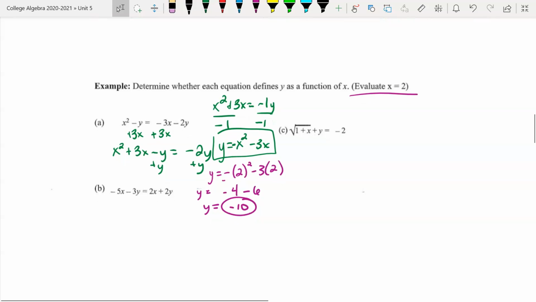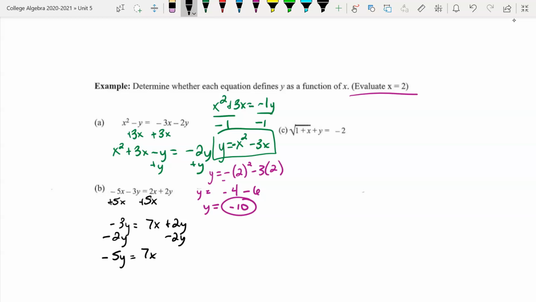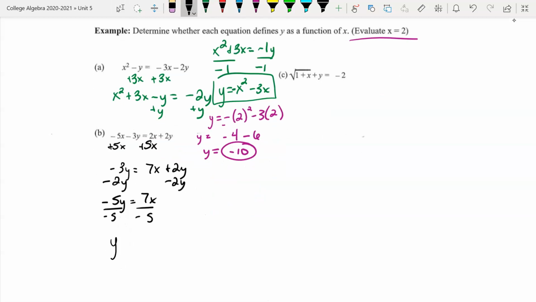B is another example. I think you can do this one by yourself, so I encourage you to pause the video. I'll probably have a question here, and just try it. So try and get y by itself and solve the problem. So this one, add 5x. I'm going to subtract 2y. I'm going to divide by negative 5. Now, same thing here. If I said evaluate for x equals 2, you're going to plug it in and solve it. That'll be my question. Can you solve it for x equals 2?